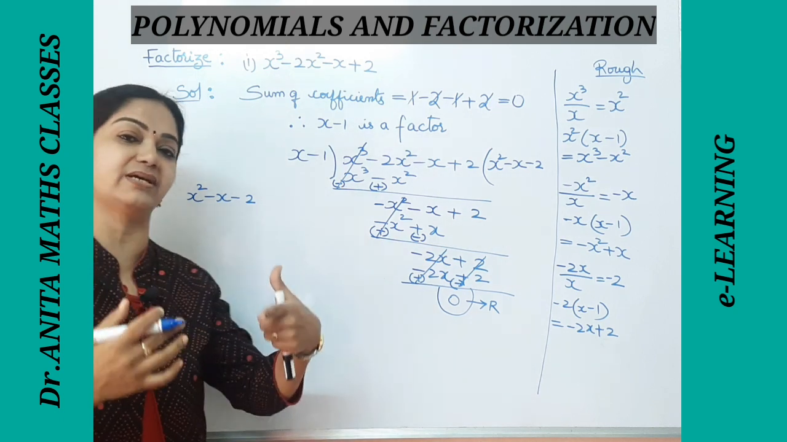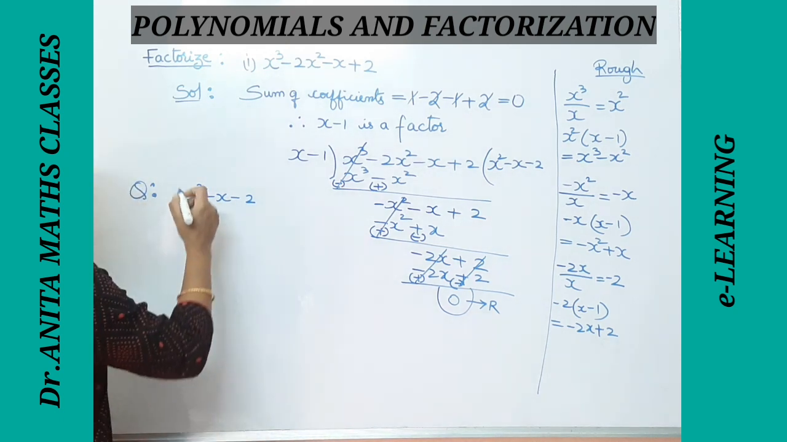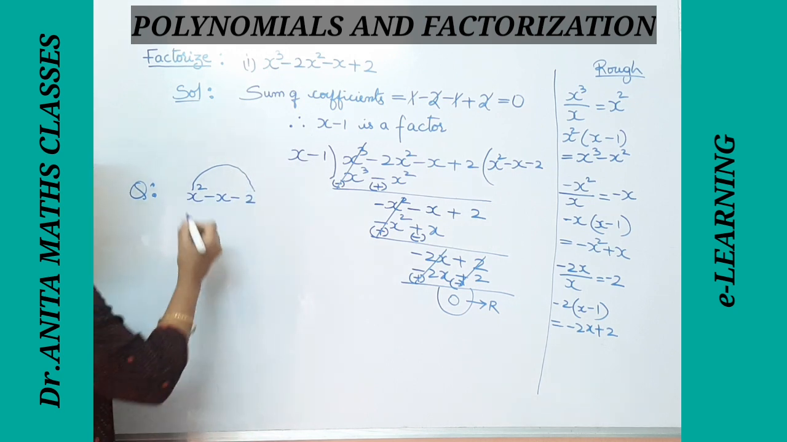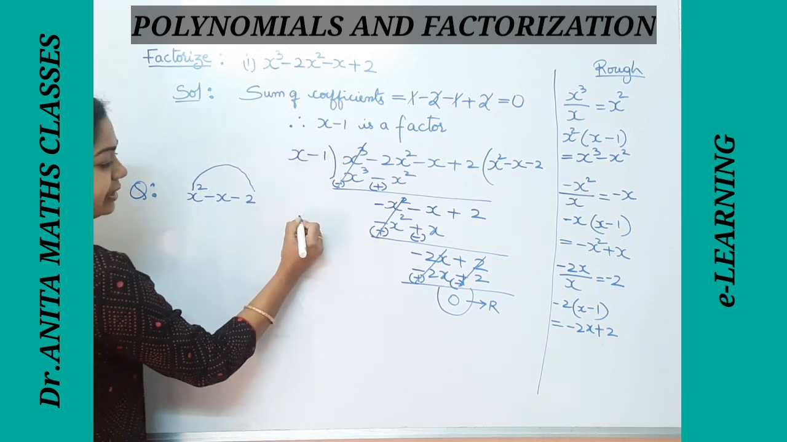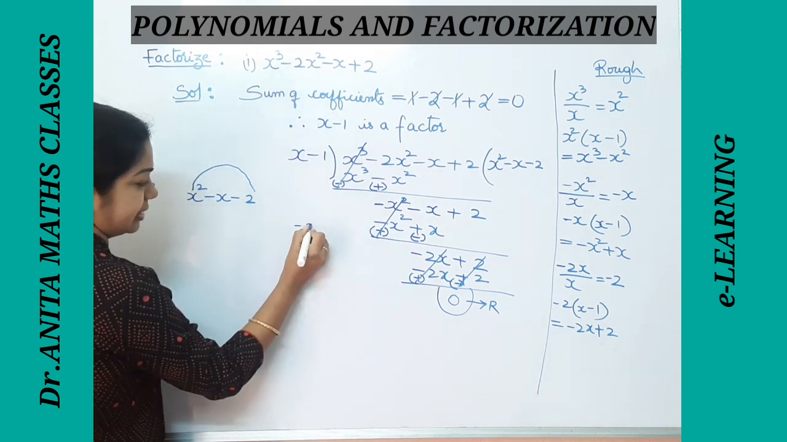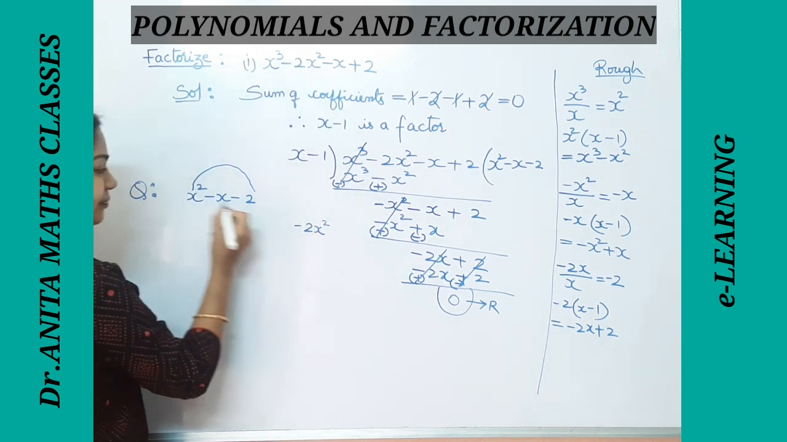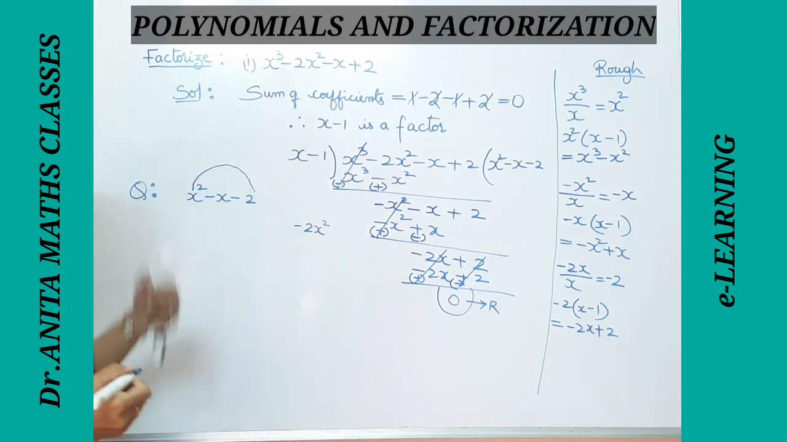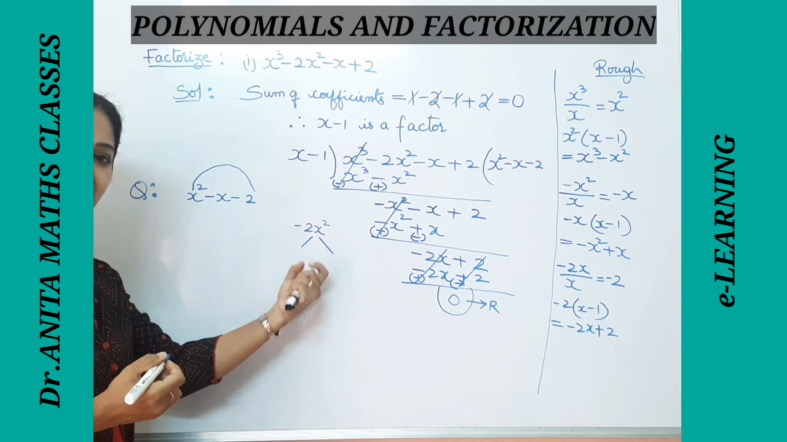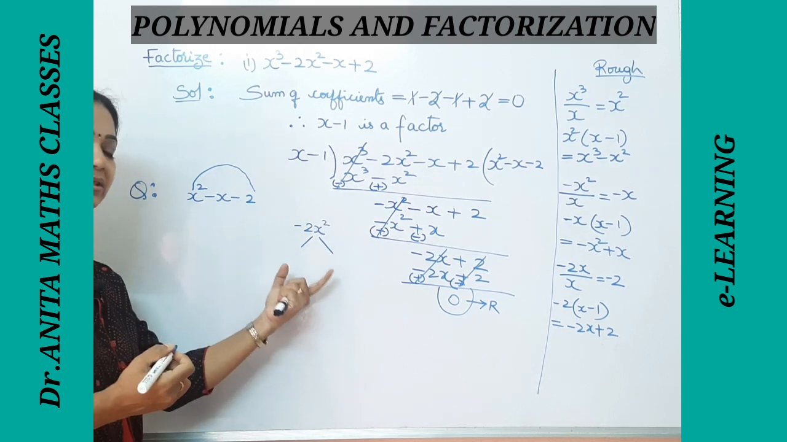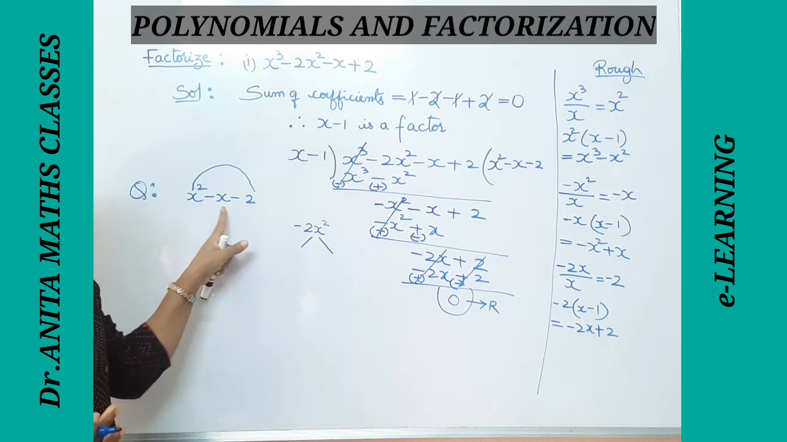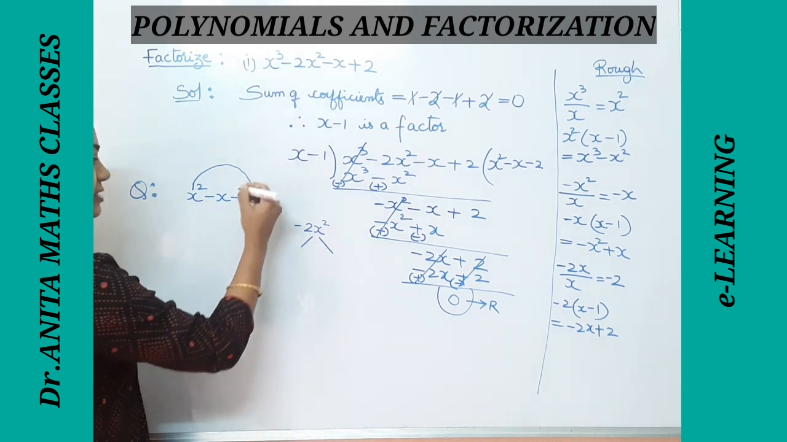We know how to factorize a quadratic equation, with splitting the middle term. Now multiply these two, you get minus 2x square. Let me write here minus 2x square. Now we have to split it into the factors such that when you add or subtract depending on the signs, you should get the middle term. This is called splitting of the middle term. We learned this in our previous chapter.